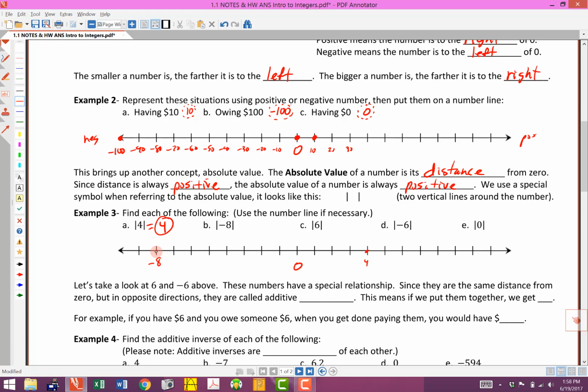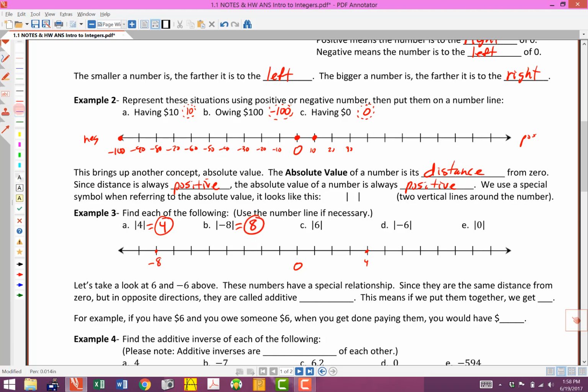Now, remember, we don't care which direction. We only care how far it is from 0. So we could count these tick marks this way. We could count it this way. It doesn't make any difference. So the answer to the question how far it is from 0 is 8. It's 8 units away from 0.